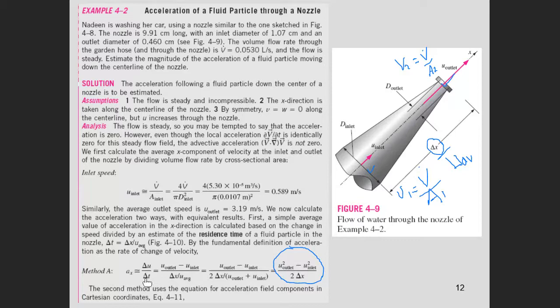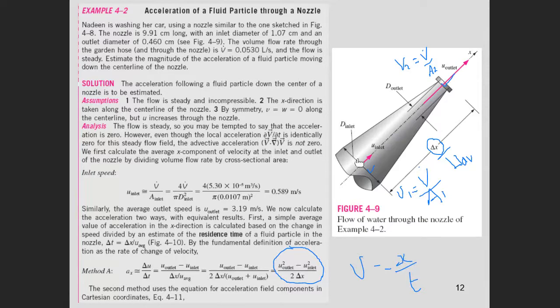The time is basically equal to the distance divided by the velocity, right? Velocity is equal to what, guys? Is equal to distance divided by what? Time, right? Therefore, the time is equal to what? Is equal to the distance divided by the velocity.